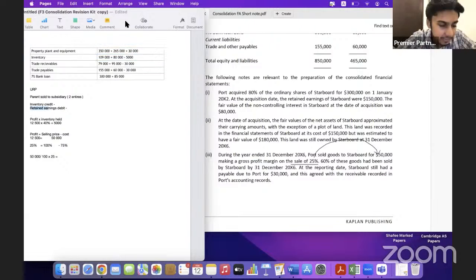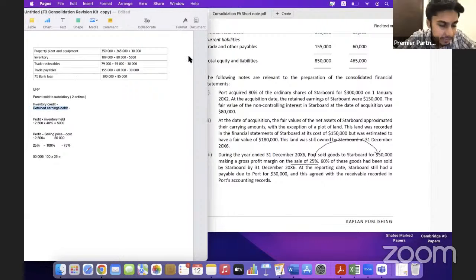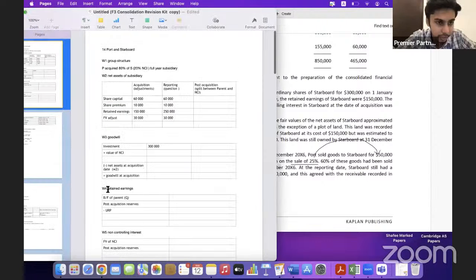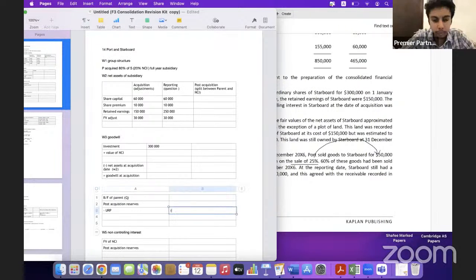And retained earnings debit. Retained earnings debit means, guys, go to our previous working. Here, guys, can you see? Retained earnings. I'm opening a working now. So go to that working, write URP and mark there minus 5,000 rupees. This is how, guys, the URP adjustment is done if the parent is selling to the subsidiary.